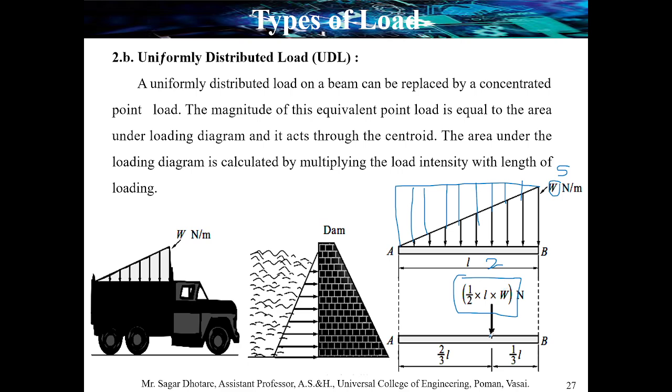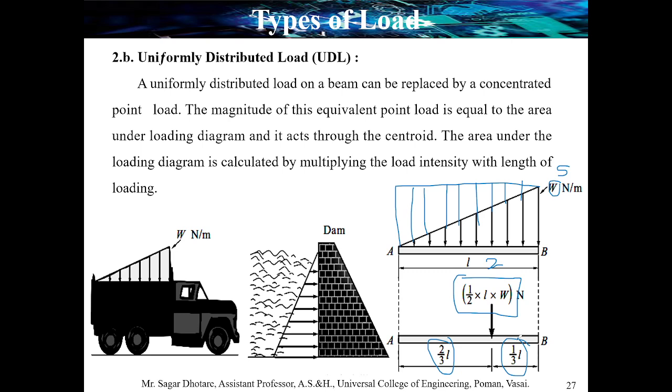Now what is the location from point A to point B? As we know, at point A it is 0, and at point B it is at the maximum level. So from point A it is 2/3 of L, and from point B it is 1/3 of L. The location you can find out from the end where the load is 0.